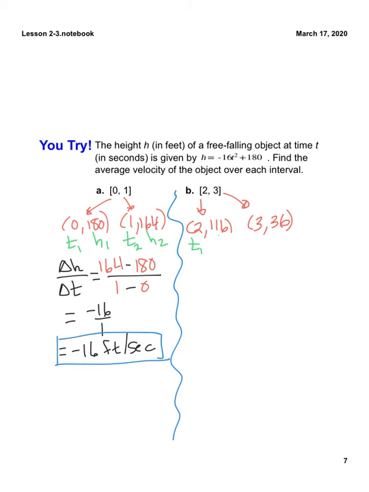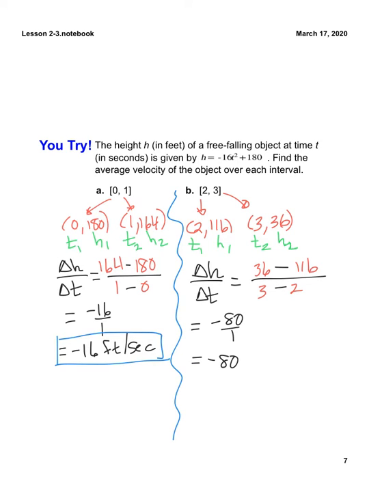t sub 1, h sub 1, t sub 2, that's a 2, h sub 2, change in h over change in time. Plug in your values, 36 minus 116, and 3 minus 2. And so you ended up with negative 80 over 1, which is negative 80 feet per second.